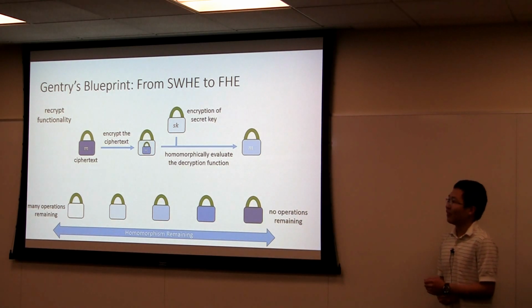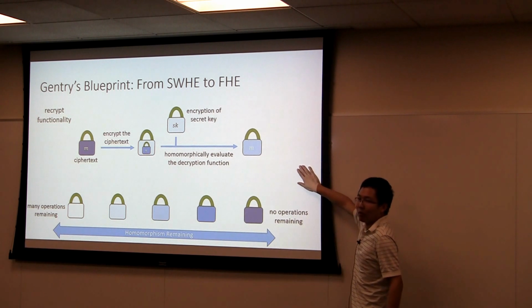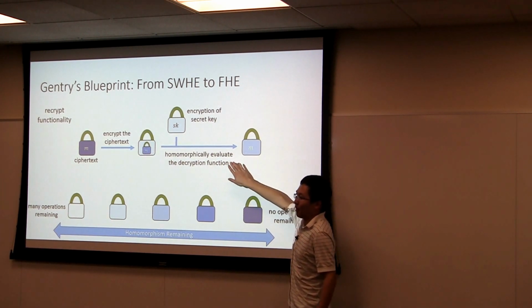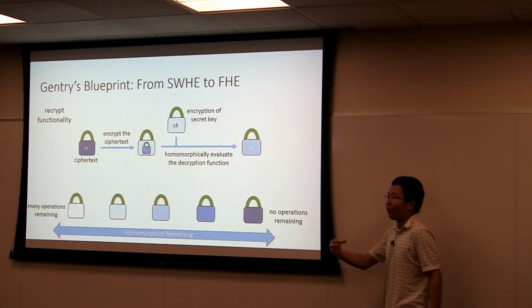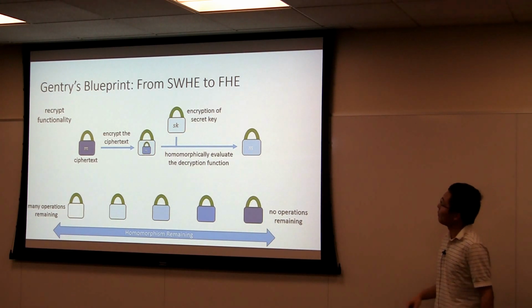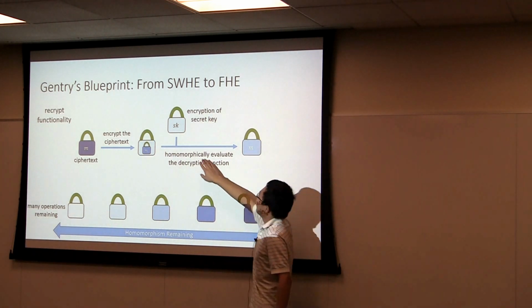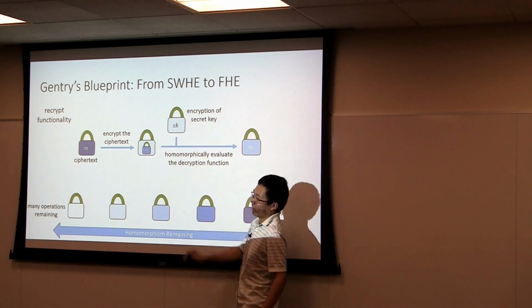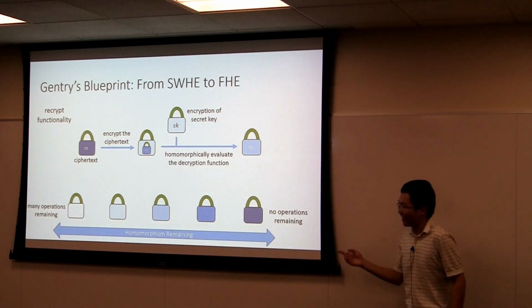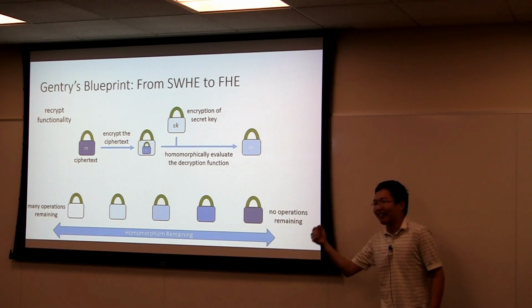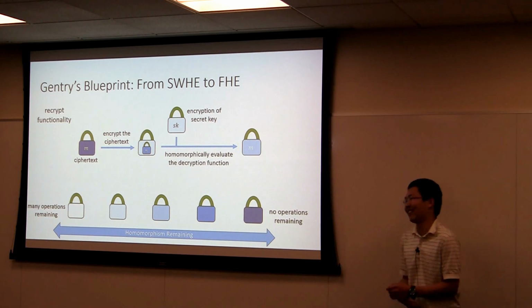Does that make sense? So this allows us to take any somewhat homomorphic encryption system that satisfies this property and transform it to a fully homomorphic encryption system. And we have to make one additional assumption, that it's OK to give you an encryption of the secret key. So this is a circular security assumption, because we're giving you an encryption of your own secret key to the adversary.